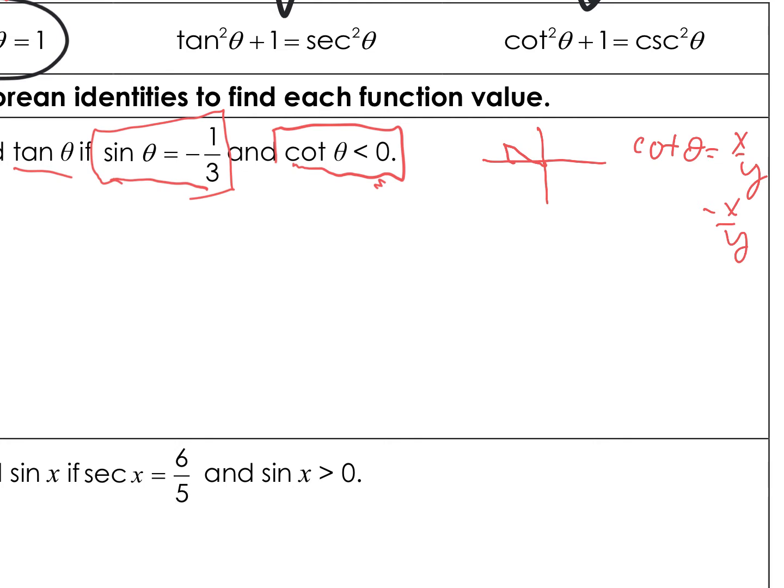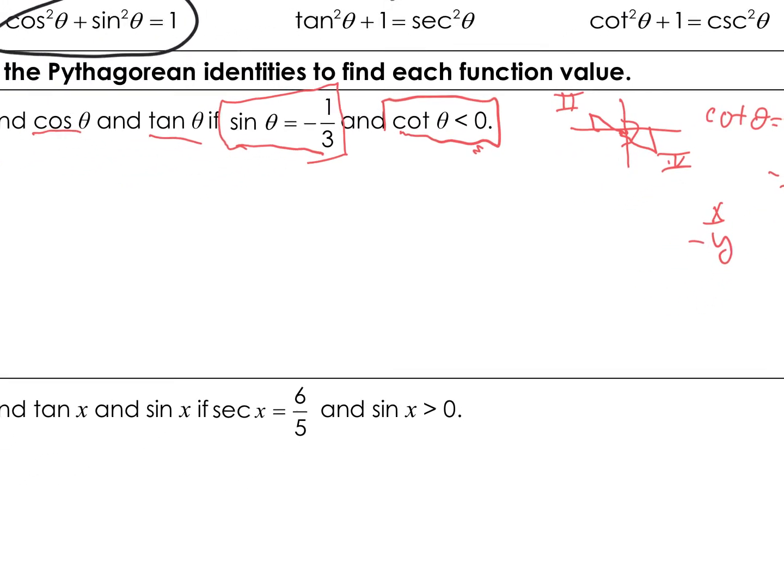Or I could have x be positive and y be negative. That would also give me a negative cotangent. Well, where are x's positive and y's negative? Positive x's are in these two quadrants, but the negative y would be in this quadrant. So quadrant 2 and quadrant 4 could be where my angle is.